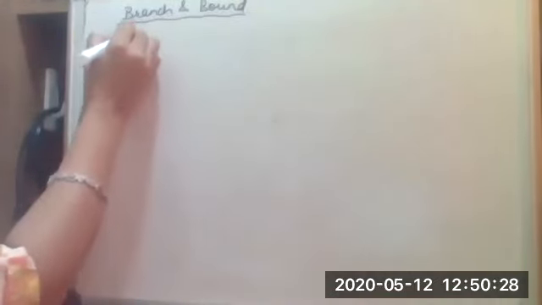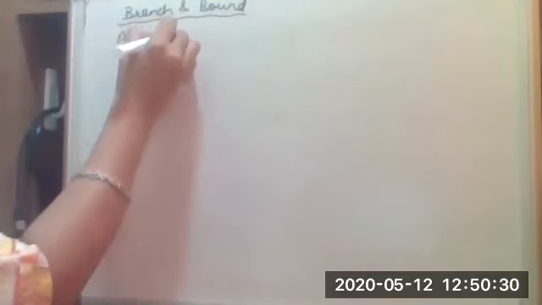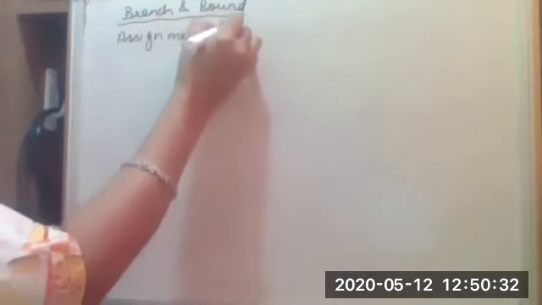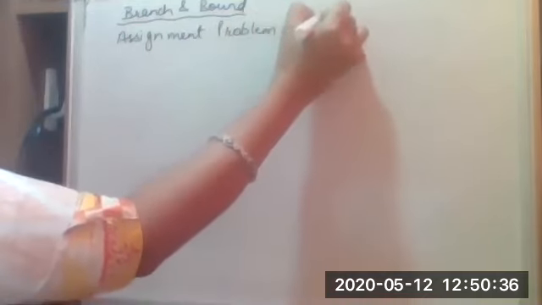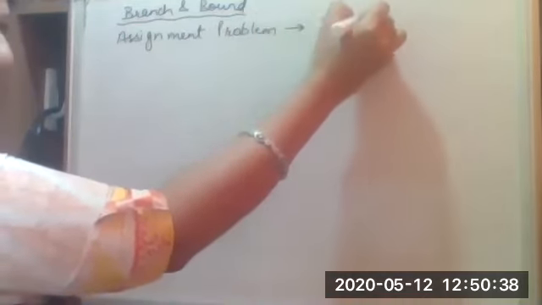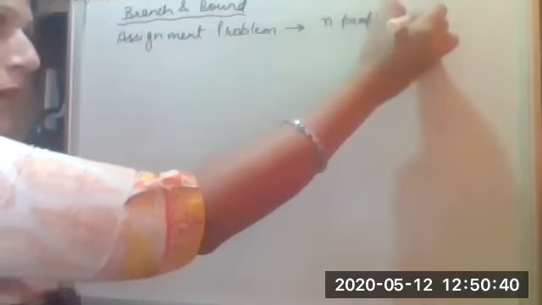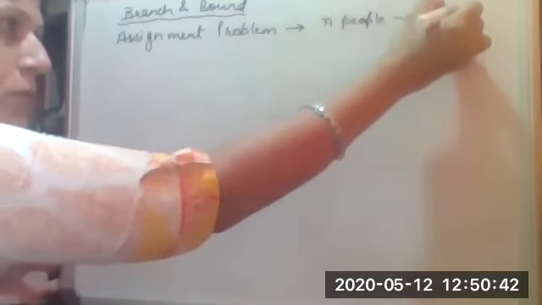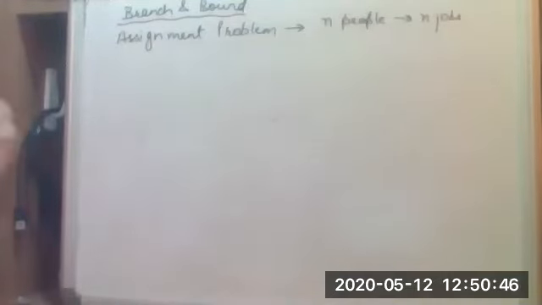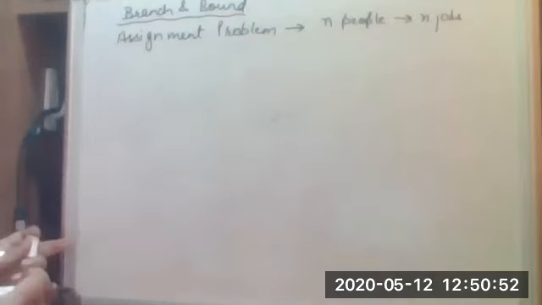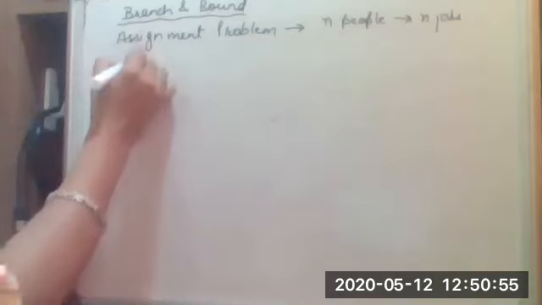there are n people to whom you are going to assign n jobs, and each of the jobs has a cost. So what we want to do is reduce the cost. So it's a minimization problem and we can solve it using branch and bound. So let's take an example.